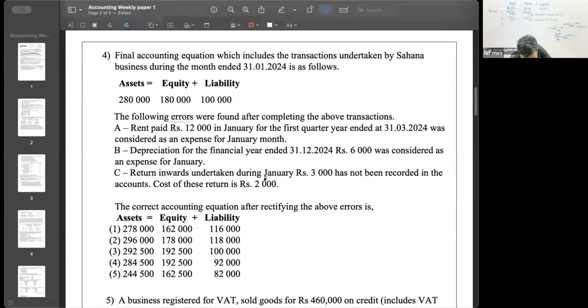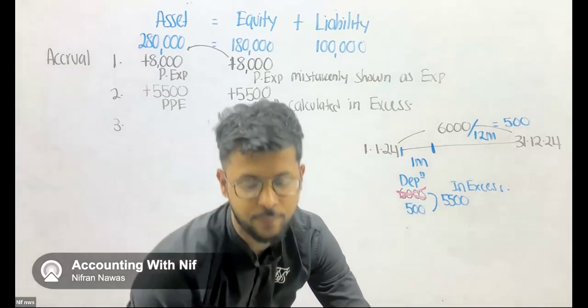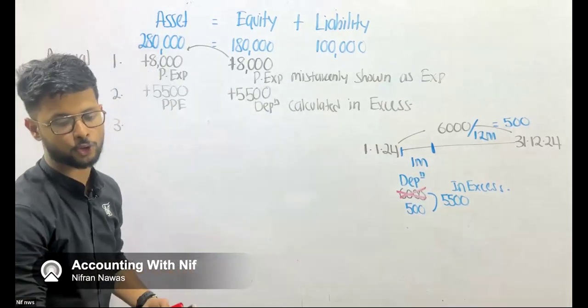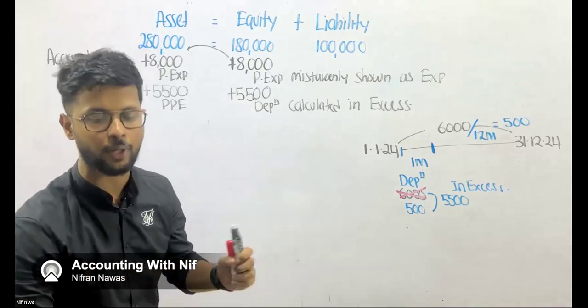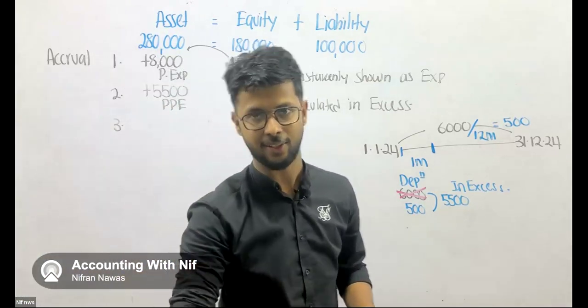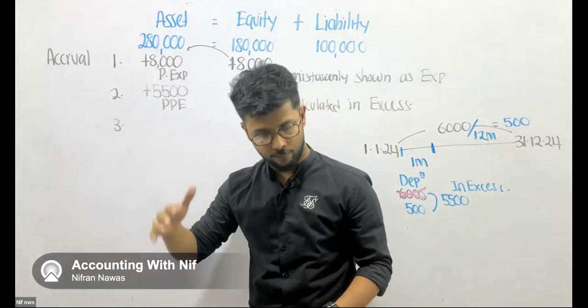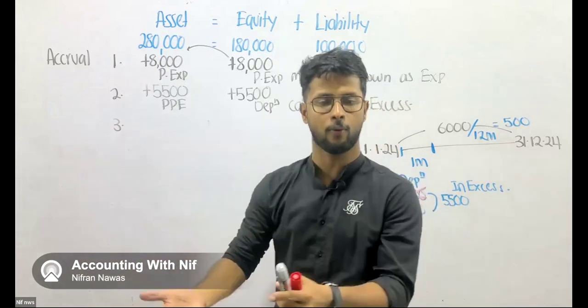Return inward undertaken during January has not been recorded in the accounts. Cost of this return is 2,000. Guys, this is something you all know. This is a sales return, right? A sales return was not recorded. All you've got to do is record it. You just need to record.